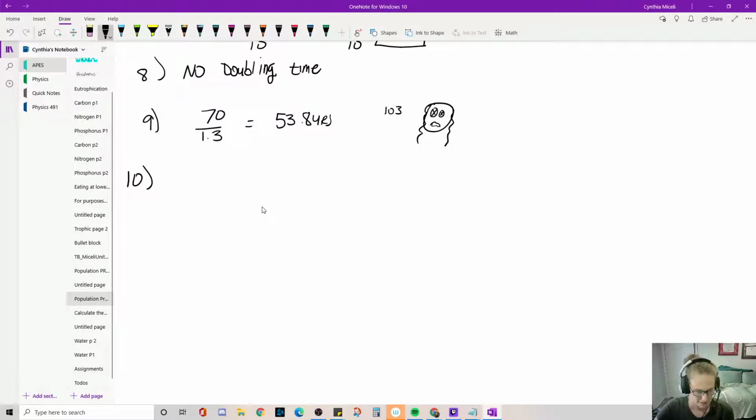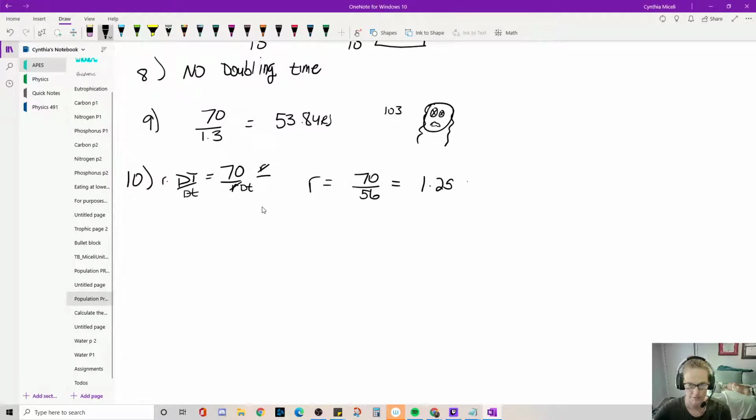Okay, so number 10, the doubling time. This time we have the doubling time. Remember that's 70 over the rate. But this time we want to calculate the rate. They gave us the doubling time in years, so we need to rearrange the equation. So if I multiply this side by r and this side by r, and I divide this by doubling time and this by doubling time, I'll get my r. So my r is 70 over 56, and that gives me a 1.25 growth rate.